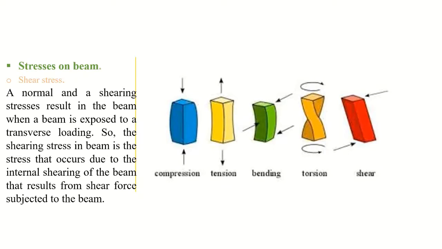A normal and shearing stress results in the beam when the beam is exposed to a transverse loading. So, the shearing stress in the beam is the stress that happens due to the internal shearing of the beam that results from the shear force subjected to the beam.